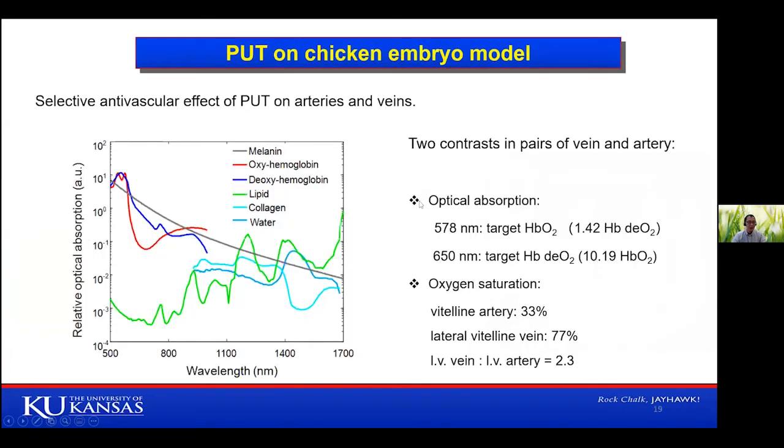On the other side, because our technology is based on optical contrast, we also know that there are two types of hemoglobin, right? Deoxyhemoglobin and oxyhemoglobin. They have different absorptions. Because our technology is based on optical absorption, it basically means potentially we can target oxyhemoglobin or deoxyhemoglobin, which means we can target and remove either vein or artery separately.